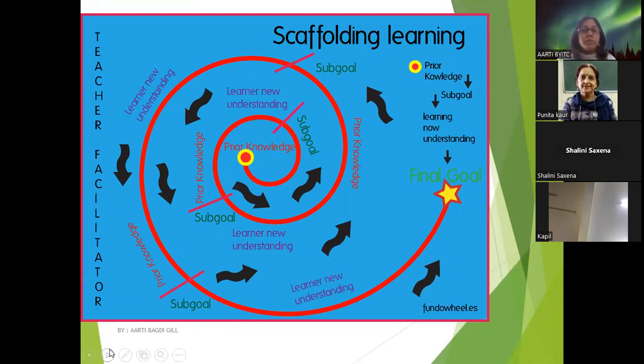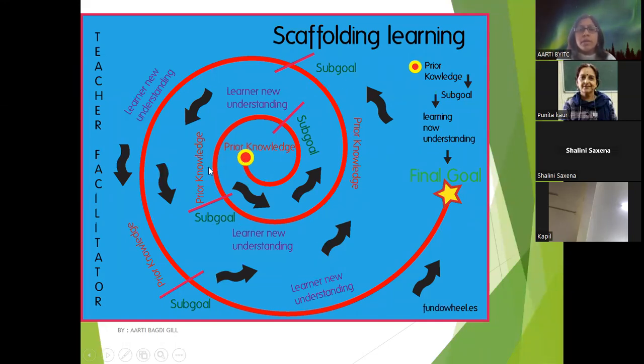You can quickly and easily look at this. This is your prior knowledge and this is your final goal. I started from this point, slowly, slowly, slowly. It is just like a groove, and I'm coming outward and outward and I'm reaching my final goal. So here, my sub goals are there. Hope you can see this. My sub goals are there.